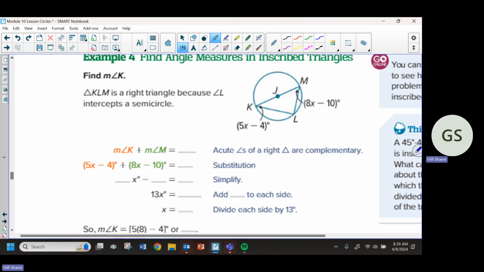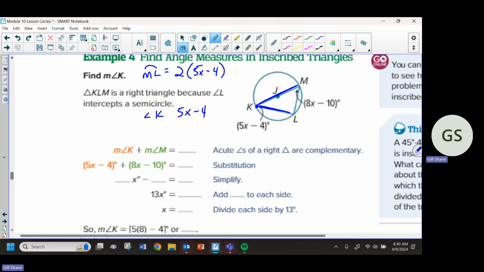If I know this angle right here, and again, I'm going to start with the angle that they give me. I know that angle right there intersects ML. The measure of that angle is 5x plus 4. So I'm just going to write some stuff down. Measure of angle K, 5x subtract 4. Now, I can write that the arc is twice that. I can write that ML is twice 5x subtract 4.